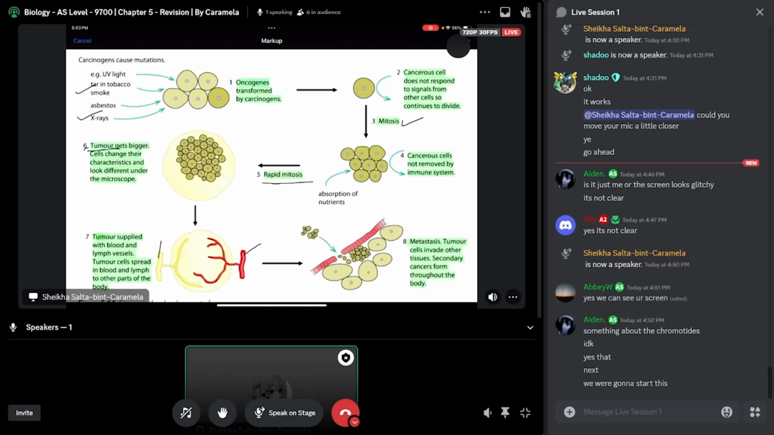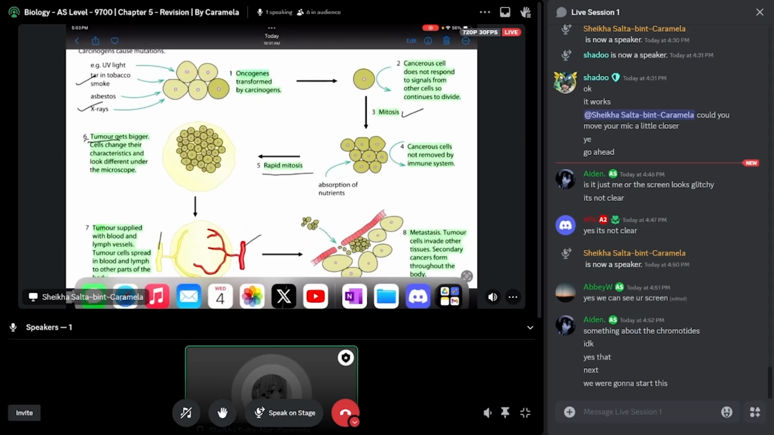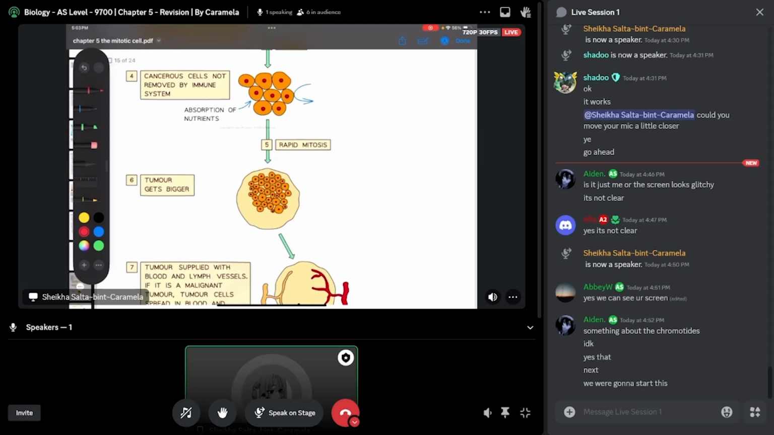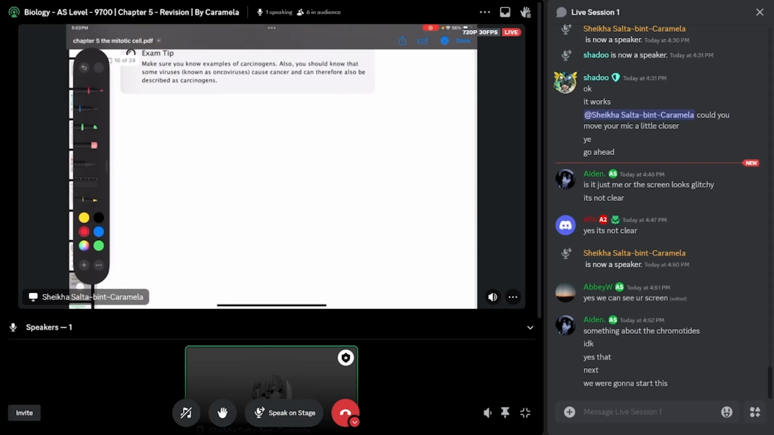And this process is called metastasis. The tumor cells invade other tissues and secondary cancers start to form. So the cancer cell would move towards the lung, for example, and cause lung cancer as well. It can also do that. So that is basically how a tumor is formed. We just need to learn these steps, and there's nothing more in detail that you would be required in the exam as well.